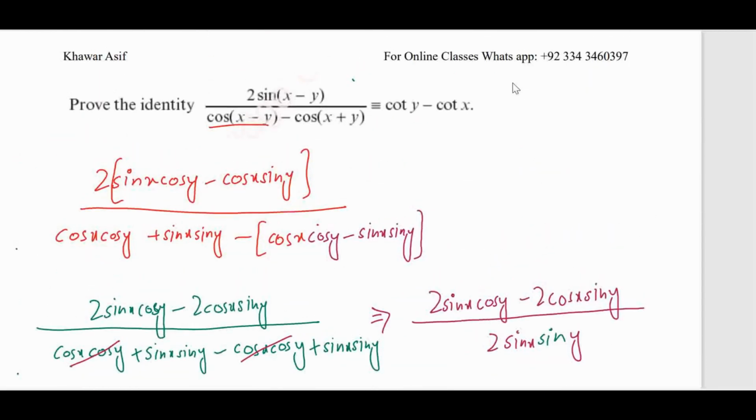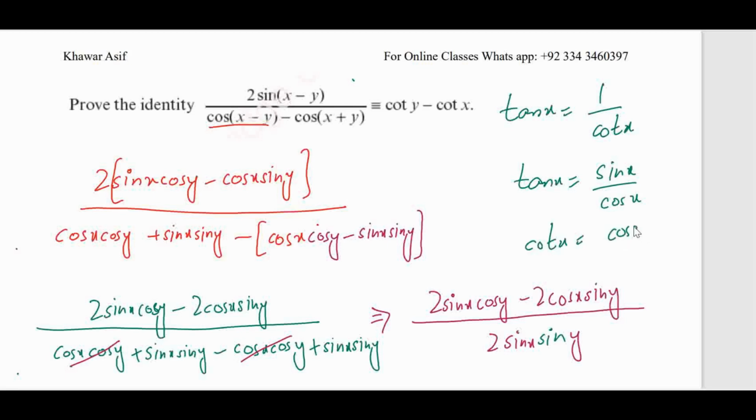Keep this thing in your mind that tan of x is equals to 1 by cot of x, ये आइडेंटिटी है, ये रेसिप्रोकल होते हैं एक दूसरे के. तो if tan of x is equals to sin x by cos of x, तो cot of x किसके बराबर होगा? Cos of x by sin of x. So we have used this thing.